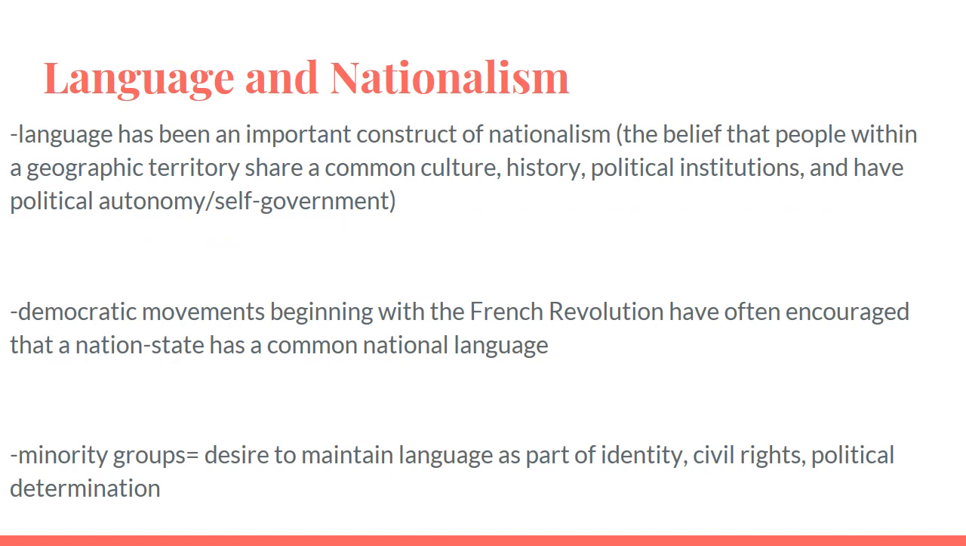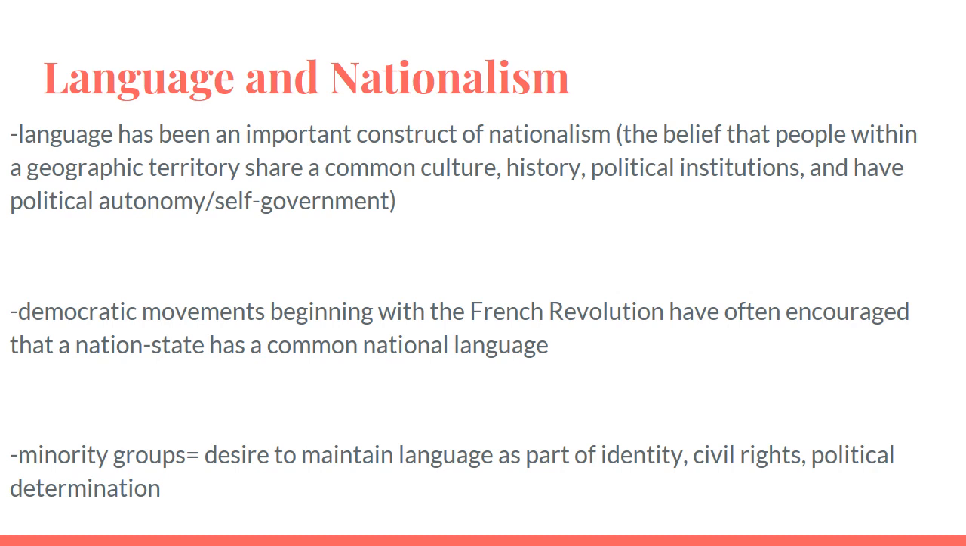Now, the next section of the chapter talks about how language affects nationalism. First, nationalism is the belief that people within a certain territory have a common culture, history, political institutions, and the right to self-government. And so language often is used to support the idea of nationalism. People within one nation in general have a national language, a national culture, and a national history that's kind of a collective history, and they have a right to self-control in that region.